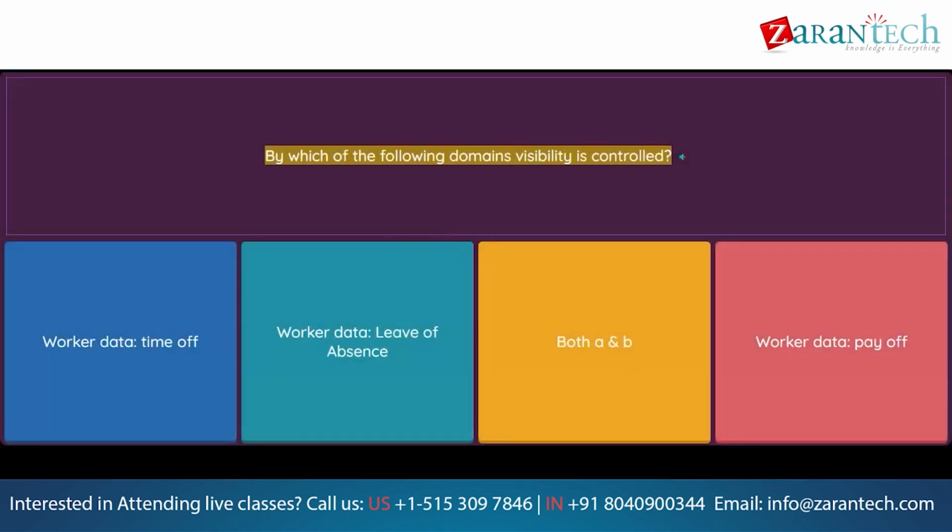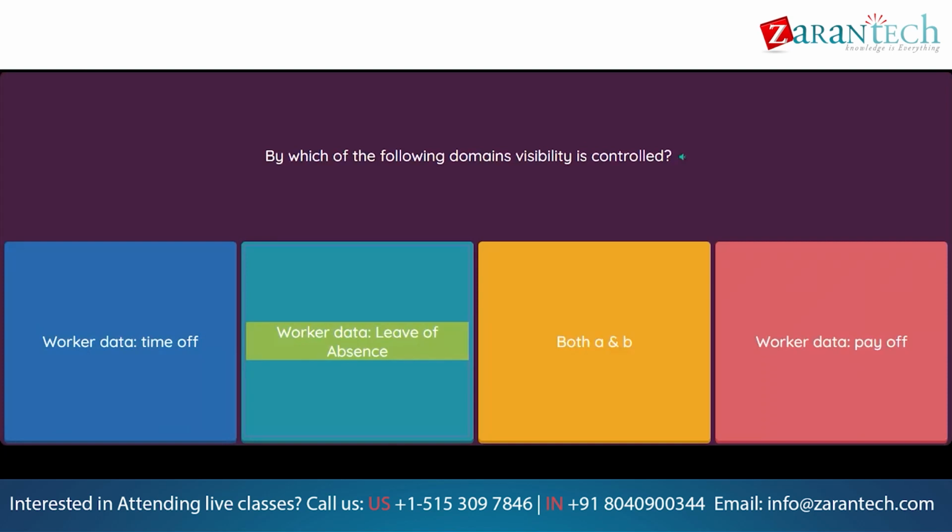Question: by which of the following domains visibility is controlled? Option 1 worker data, time off. Option 2 worker data, leave of absence. Option 3 both A and B. Option 4 worker data, payoff.